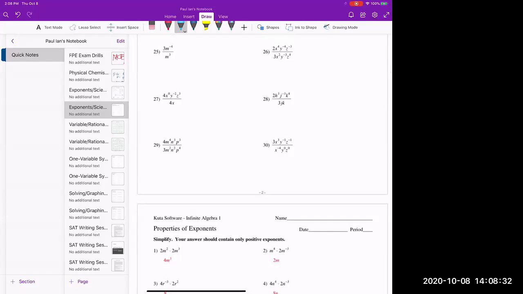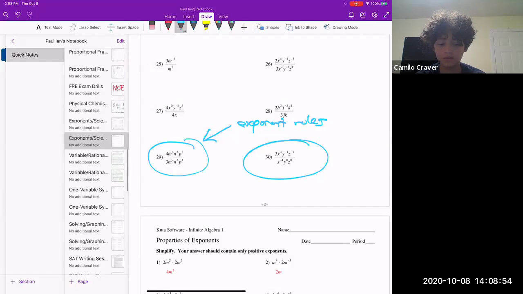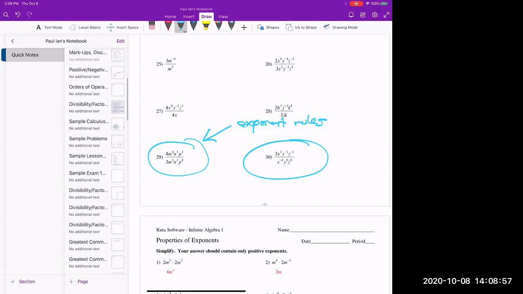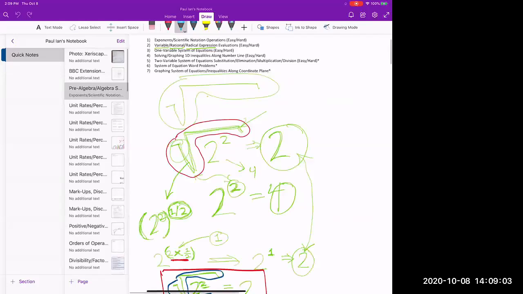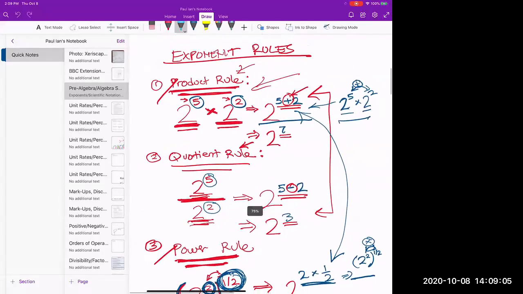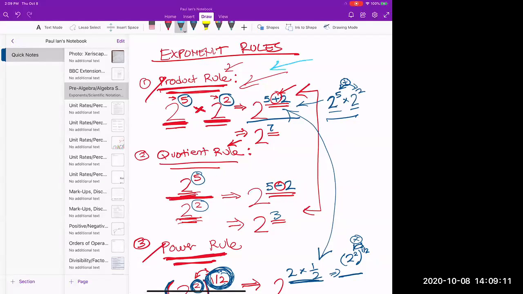So let's start off with what we talked about last week. Do you remember doing this? Let's try doing these two. Let's start off with this guy, if you remember the exponent rules. Exponent rules. Can we go over the rules again? You want to go over the rules again? Okay. Let me go back to this. I think it's in here. Yep. All right.